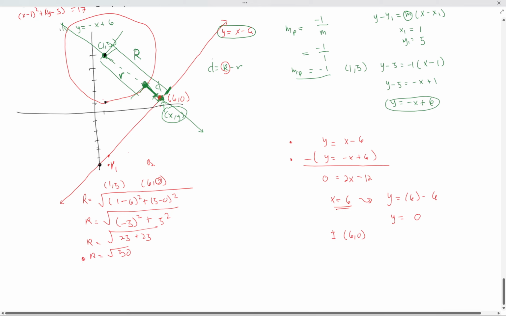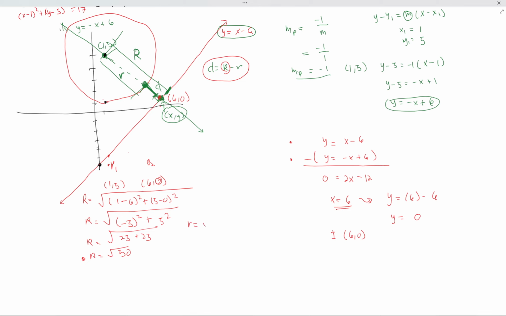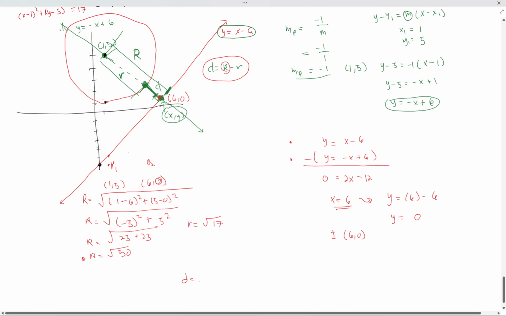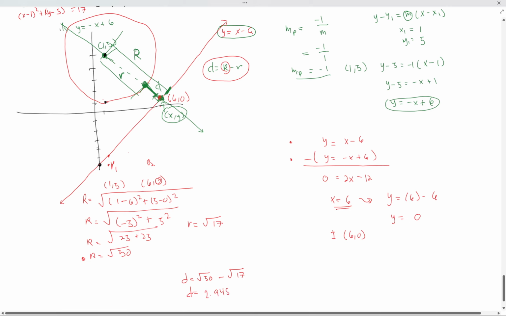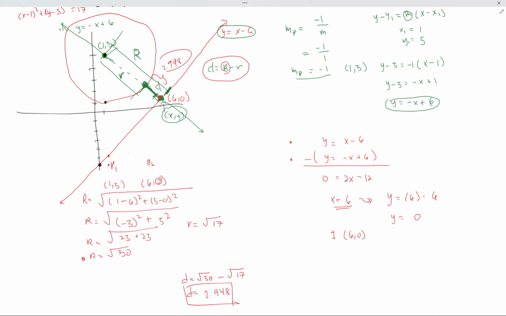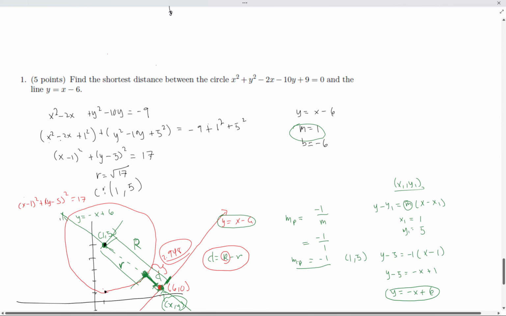So in order to find the distance, all we need to do, again, is to subtract the radius of our circle. And we know that the radius earlier is equal to square root of 17. So really, our distance is just big R minus R, and that is square root of 50 minus square root of 17, and that is around the value of, let me check, what's the value of that? Okay, that is around 2.948 units. Okay, so that's the distance right here. This distance right here is around 2.948 units. Okay, so that is for question number 1.